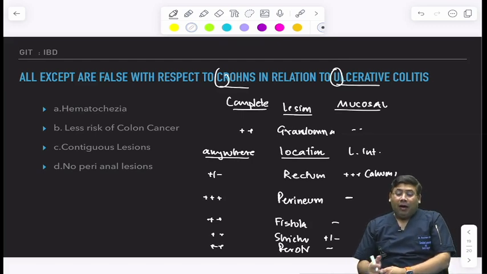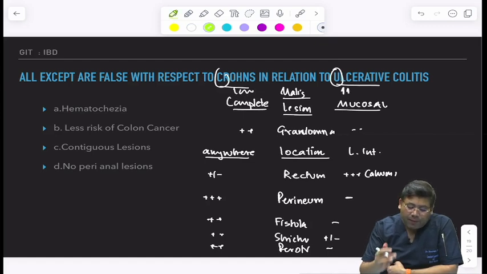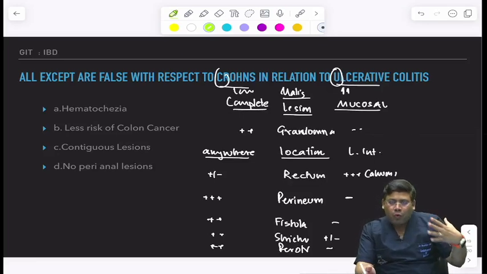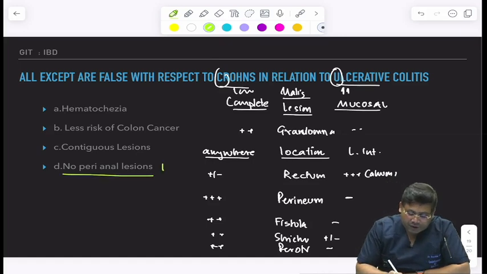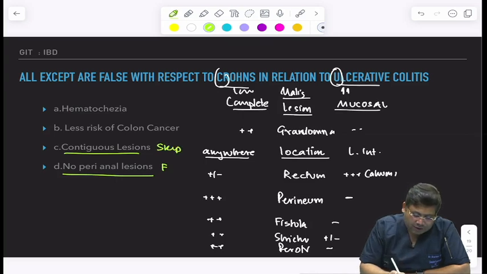Now, malignancy. If we compare, there is a very high risk in ulcerative colitis, and a low risk in Crohn's. So in comparison to ulcerative colitis, what is true about Crohn's? No perianal lesions, this is false. Contiguous lesions, no, those are associated with cobblestone or snake skin appearance. In Crohn's we have discontinuous skip lesions. So this point is also false. Less risk of colon cancer, yes.